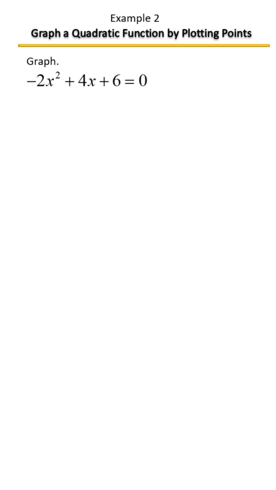So the first thing you should notice about this quadratic function is that the coefficient of the square term is a negative number, so therefore it's going to open downward. Now let's go ahead and begin the graphing process.